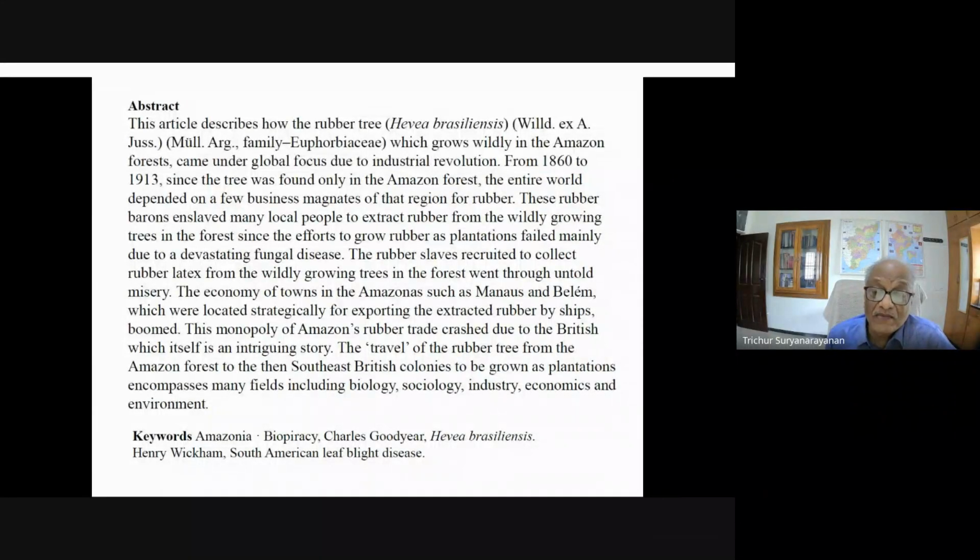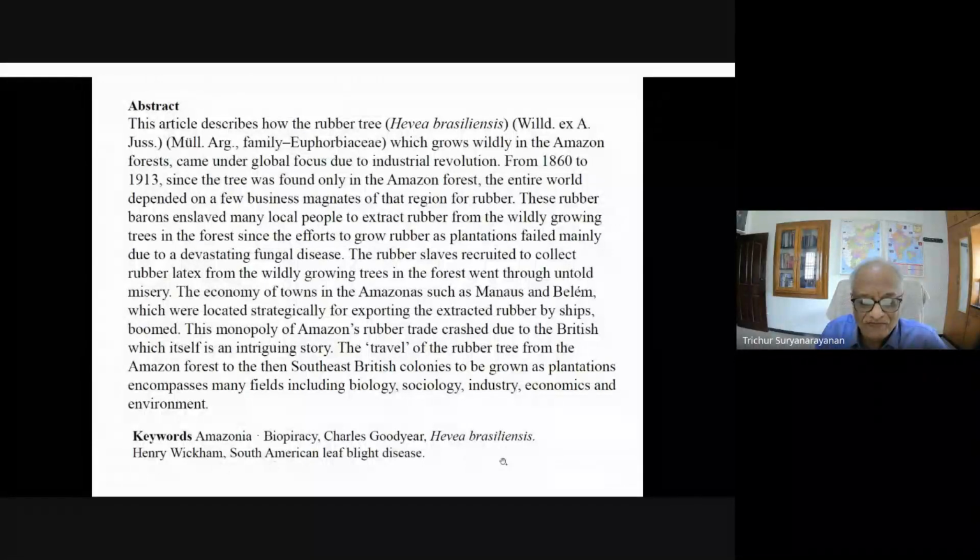The economy of towns of Amazonas, such as Manaus and Belen, which were located strategically for exporting extracted rubber by ships, boomed. This monopoly of Amazon's rubber trade crashed due to the British, which itself is an intriguing story. The travel of the rubber tree from Amazon forest to the then southeast British colonies to be grown as plantations encompasses many fields, including biology, sociology, industry, economics, and environment. Okay. Now, this is the title. This is the abstract. The keywords: Amazonia, biopiracy, Charles Goodyear, Hevea brasiliensis, Henry Wickham, South American leaf blight disease.